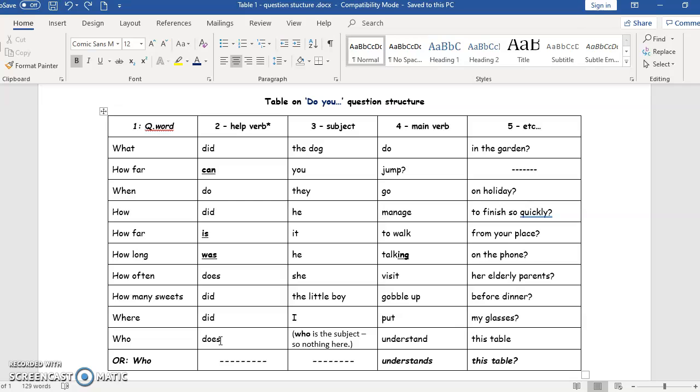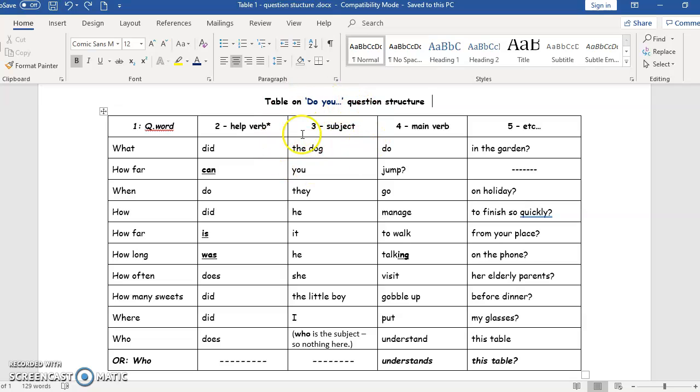So, if there is no help verb, you always use do for a question. Number two, did, here you have can. Do, did, is, was, does, did, does. We'll come to this last one in a minute. Now, we have number one, number two.